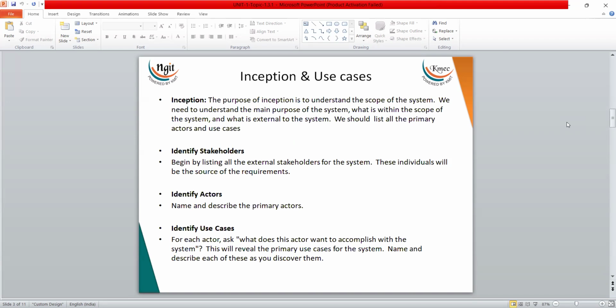Inception. The purpose of inception is to understand the scope of the system. Actually, inception is one of the phases in the evolutionary process model. At the time of inception, we need to understand the main purpose of the system, what is within the scope of the system and what is external to the system. So we should list all the primary actors and the use cases at the time of inception.